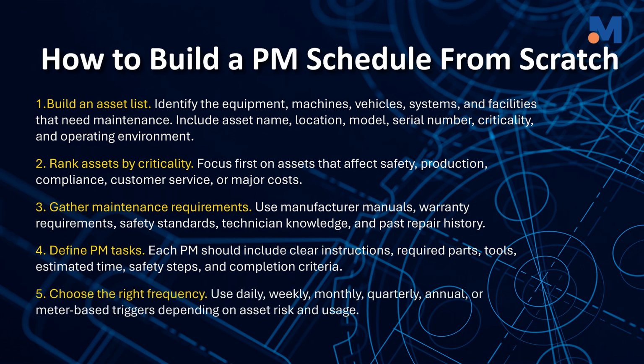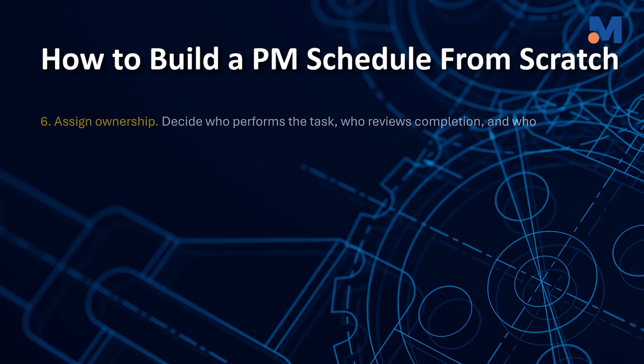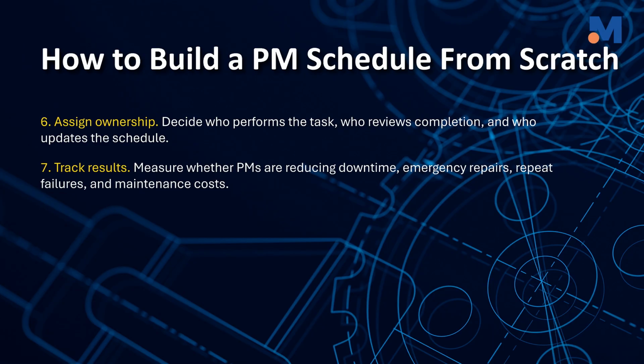Step 5. Choose the right frequency. Use daily, weekly, monthly, quarterly, annual, or meter-based triggers depending on asset risk and usage. Step 6. Assign ownership. Decide who performs the task, who reviews completion, and who updates the schedule. Step 7. Track results. Measure whether PMs are reducing downtime, emergency repairs, repeat failures, and maintenance costs.